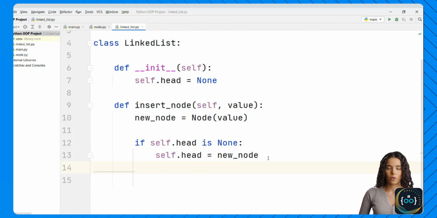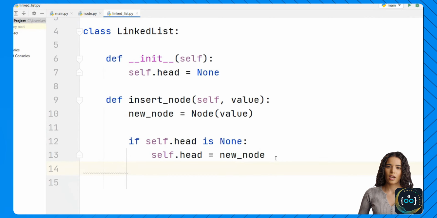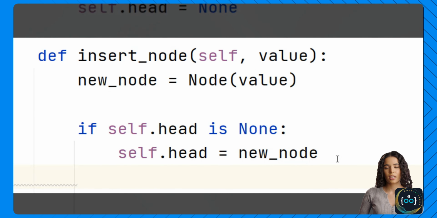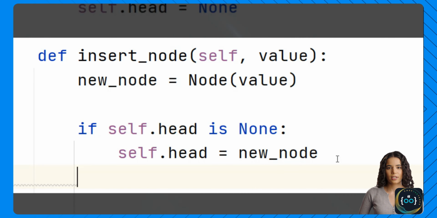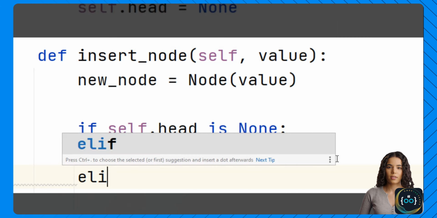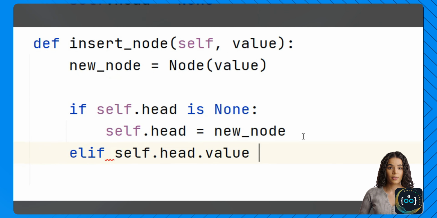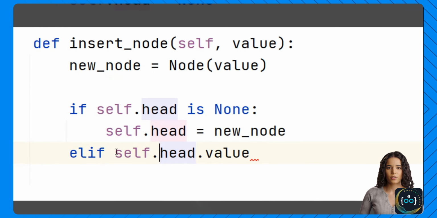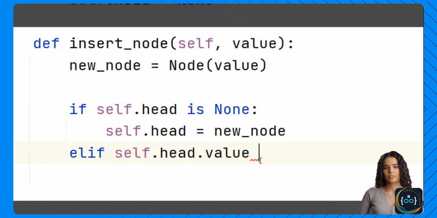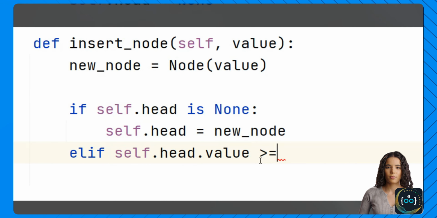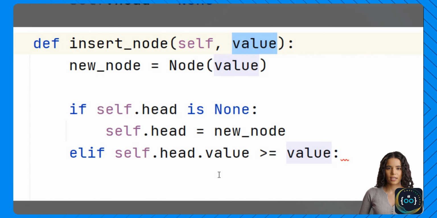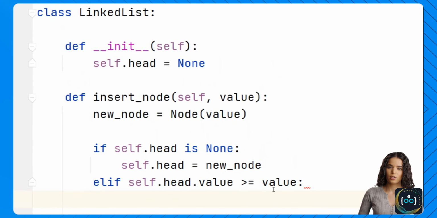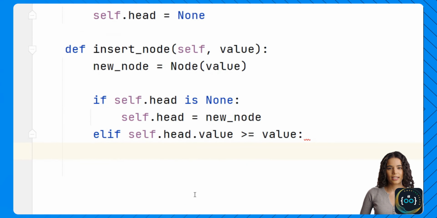Now, we're going to implement our linked list in such a way that the elements are sorted in ascending order. This is a criteria that we are going to establish in this case, okay? So we can also say, elif the value of the head node, if the first node, its value, is greater than or equal to the value that we are going to insert, then we have to insert the new node as the head node.